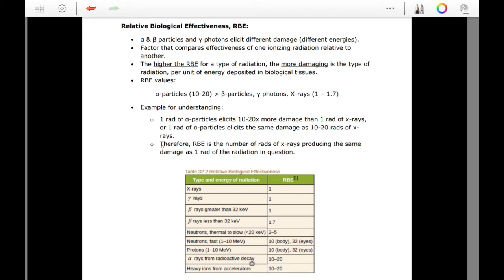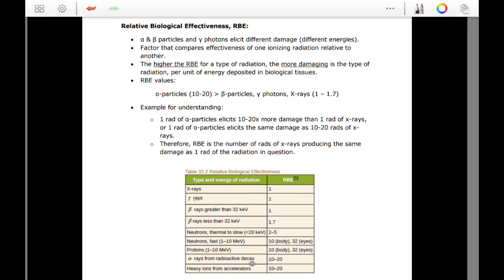And so here's sort of a summary statement. RBE is essentially the number of rads of X-rays producing the same damage as 1 rad of the radiation in question. So, like I said earlier, alpha particles' RBE is 10 to 20 because they require 10 to 20 rads of X-rays to equal the same amount of damage caused by 1 rad of alpha particles.